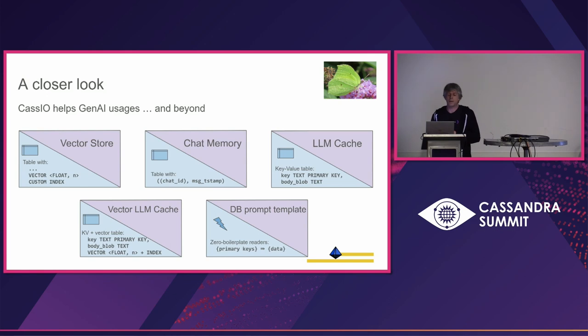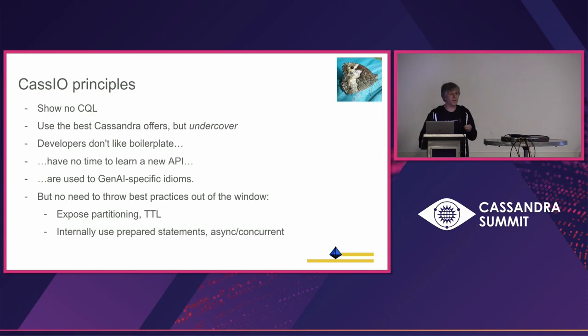But actually, what CassIO does is a more abstract kind of thing. So CassIO is offering abstractions for a table with a vector, a table with metadata support, searchable metadata support, a table which is just a key value store, and so on. And then you can use them for GenAI purposes or anything, actually. So there's nothing specific to language. There's nothing specific to GenAI, actually, in CassIO.